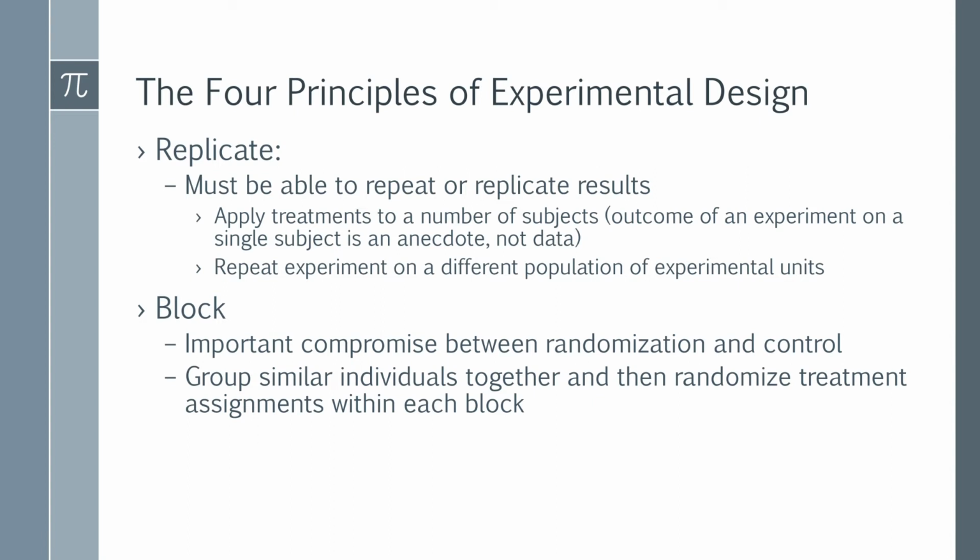Number 4 is to block. This is an important compromise between randomization and control. So we want to group similar individuals together and then randomize treatment assignments within each block.